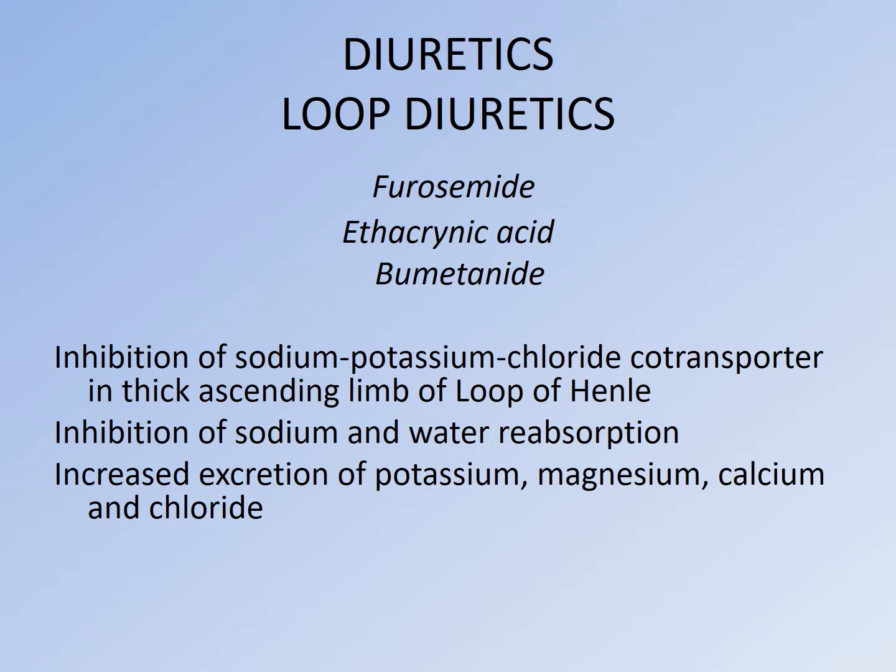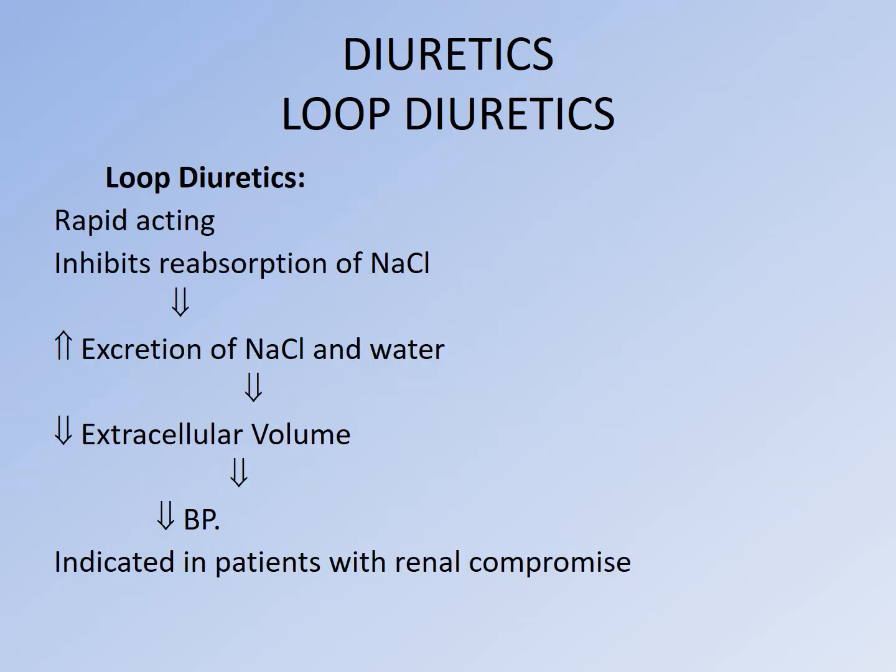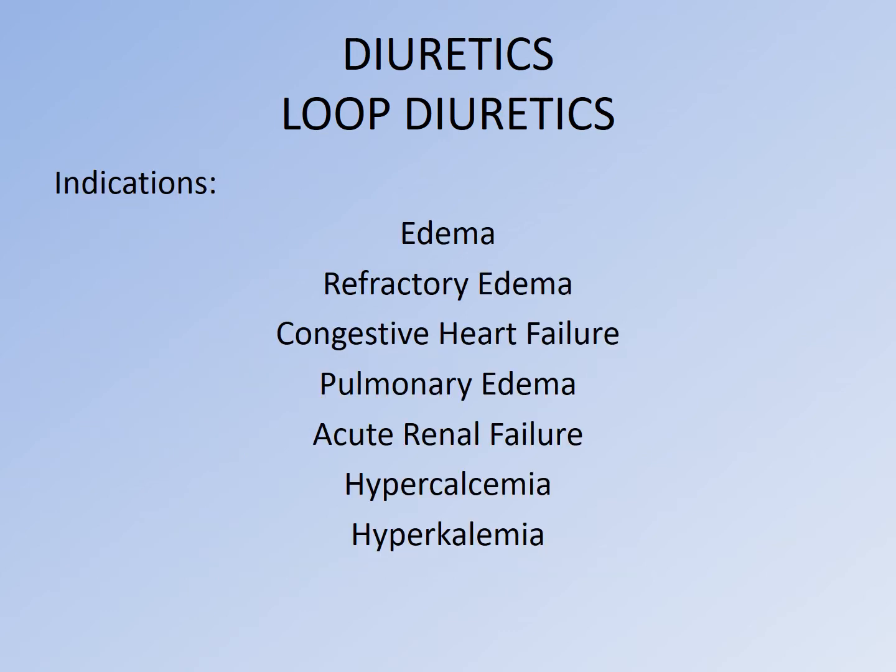The loop diuretics are the most potent of all the diuretics because they inhibit the sodium-potassium-chloride cotransporter in the thick ascending limb of the loop of Henle, and furosemide is the prototype. As a result, they will significantly decrease sodium and water reabsorption and will increase the excretion of potassium, sodium, water, magnesium, calcium, and chloride. They are extremely rapid acting and are also indicated in patients who have renal compromise because they will significantly increase urinary output.